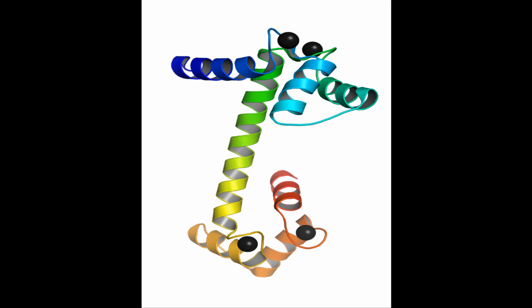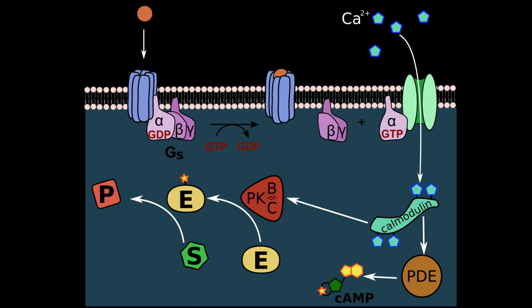This is an image of calmodulin. I always like putting it up there because it looks like a happy enzyme. Like, it looks like it has its two eyes, and it's like, yay. So that's calmodulin. These black balls are the calcium ions. So let's look at how calmodulin can work its way into a G protein second messenger system.